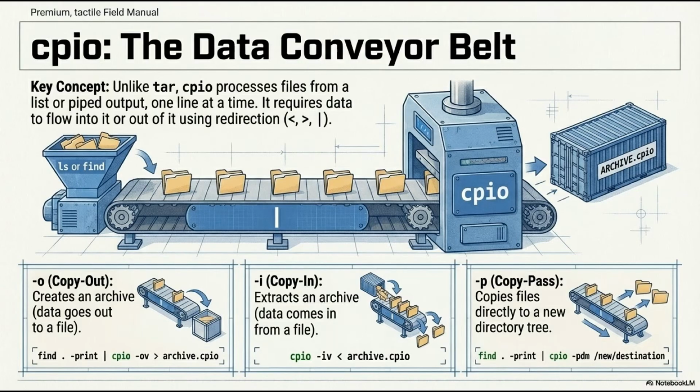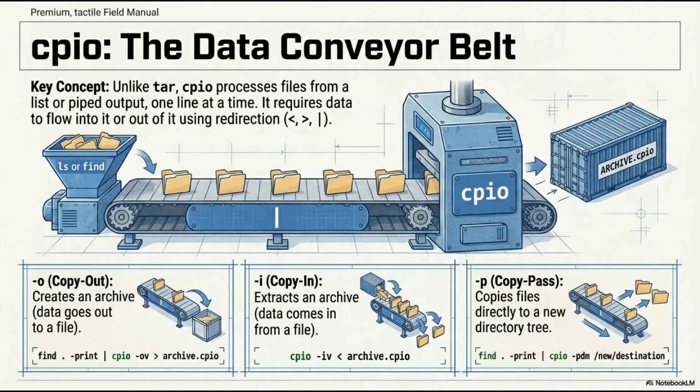Okay, let's move to slide 7, CPIO, the data conveyor belt. We've got a factory conveyor belt visual here, which looks like a massive conceptual shift from TAR. It really is. If TAR is you walking around a room grabbing files to put in a box, CPIO is you standing completely still at a packaging station, while another program acts as the conveyor belt, delivering specific files directly into your hands one by one. Because CPIO actually doesn't know how to go look for files.